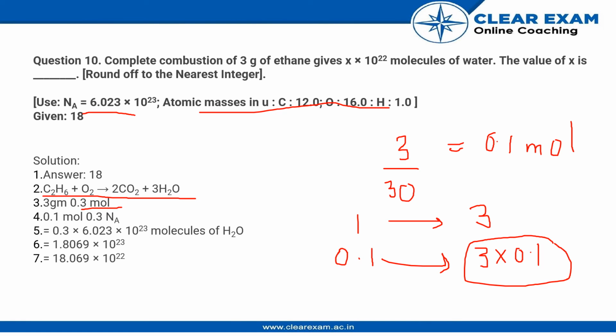And 0.3 moles is 0.3 into Avogadro number of molecules of water. So if we multiply with the Avogadro number, we have 1.8069 into 10 raised to 23. And if we take the 10 multiplied, we get 18.069 into 10 raised to 22. So we are asked to round it up to the nearest integer. The answer comes out to be 18.